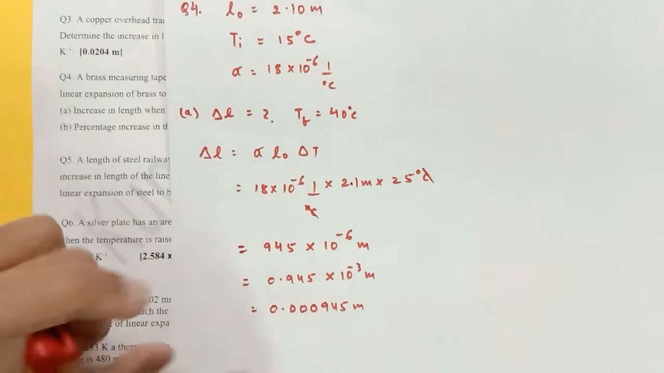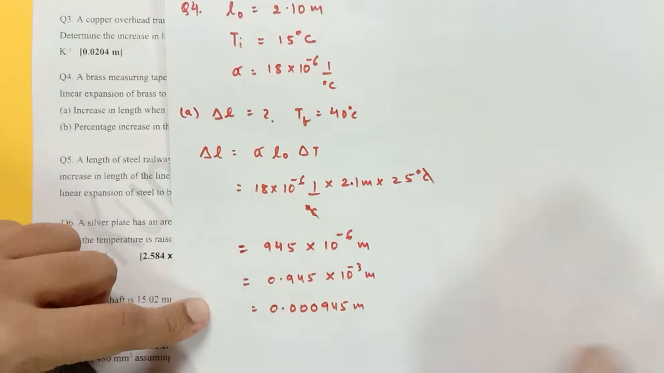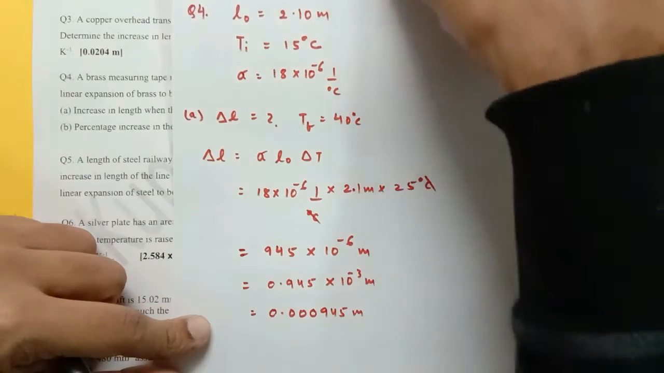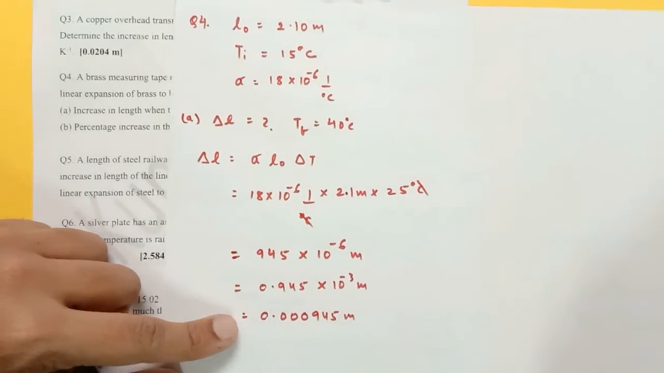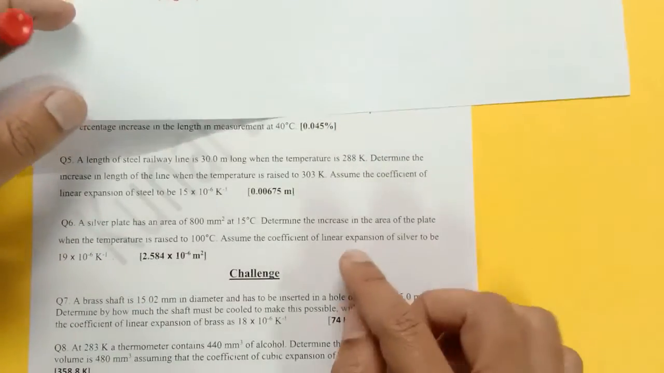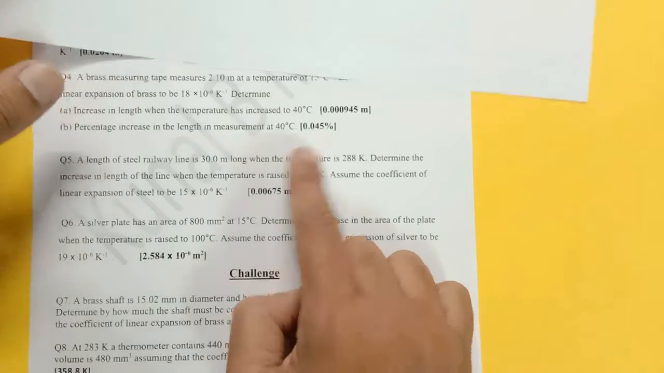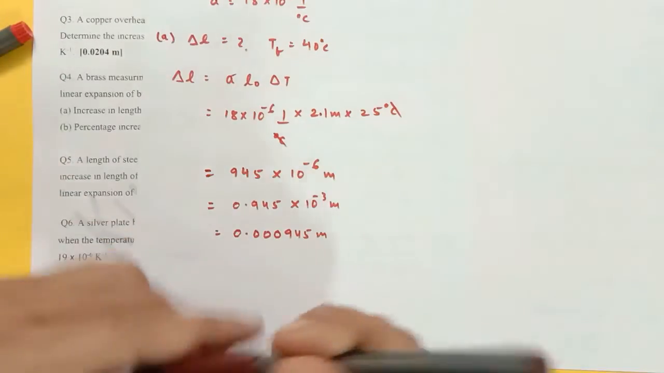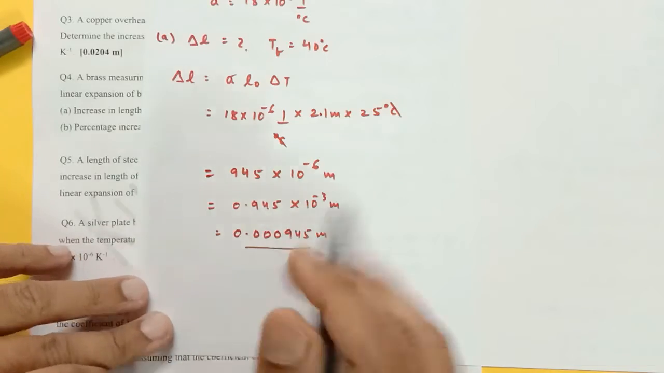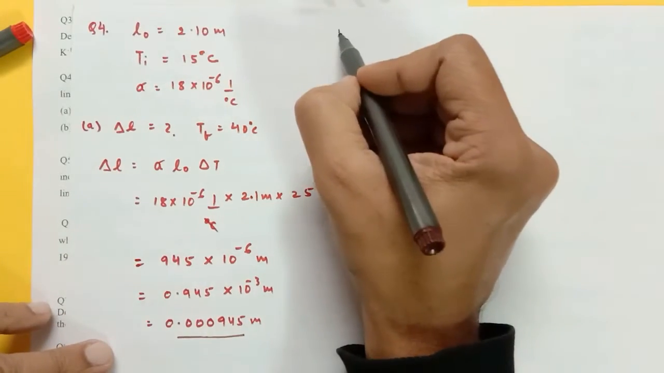And finally I am done, and all these zeros now are gone, right? So this is our final answer. 0.000945 meter is our answer, right? Make sure that you are writing proper units and all those things. So this is delta L. Now let's solve the B part.